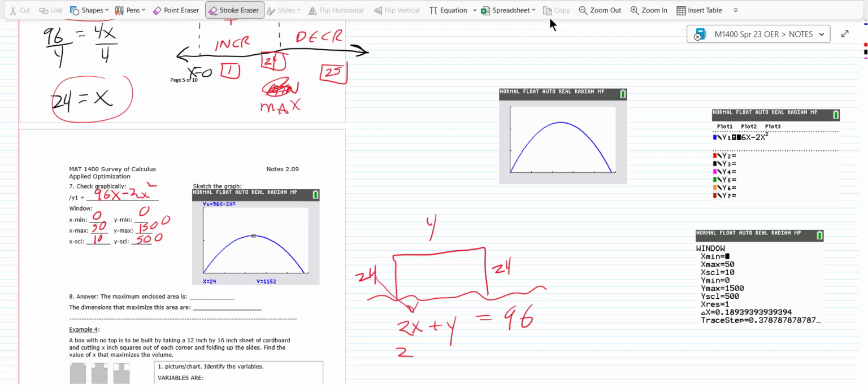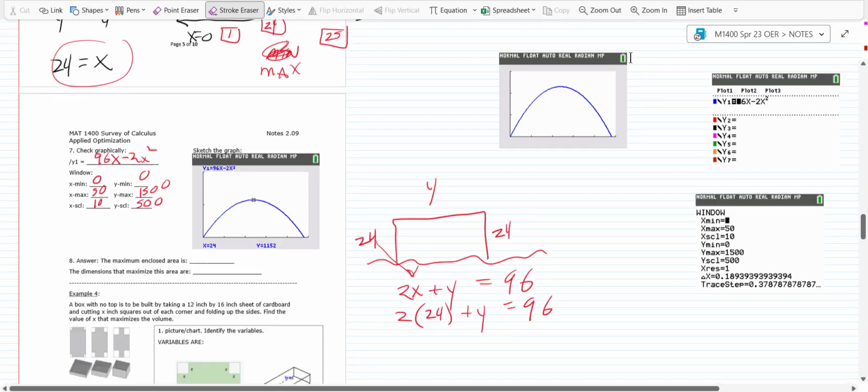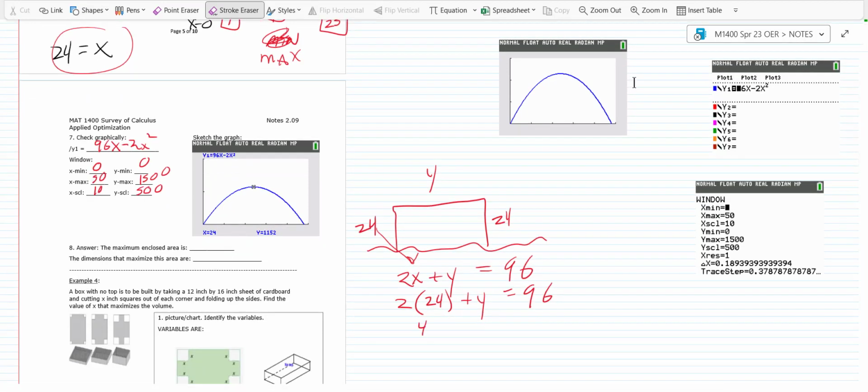So now all you've got to do is plug the 24 in. So you do 2 times 24 plus y equals 96. You can do this almost in your head, I think. So you get 48 plus y equals 96. Get y equals 96 minus 48, which is 48. So that means the other dimension is 48. This time it's not a square like the last problem. So what you would end up getting on this is 24 feet by 48 feet, like that.